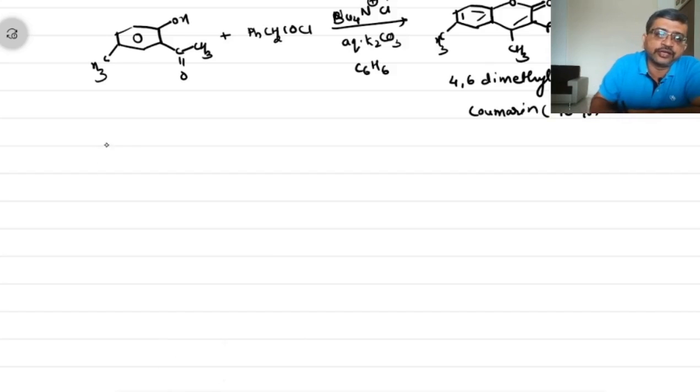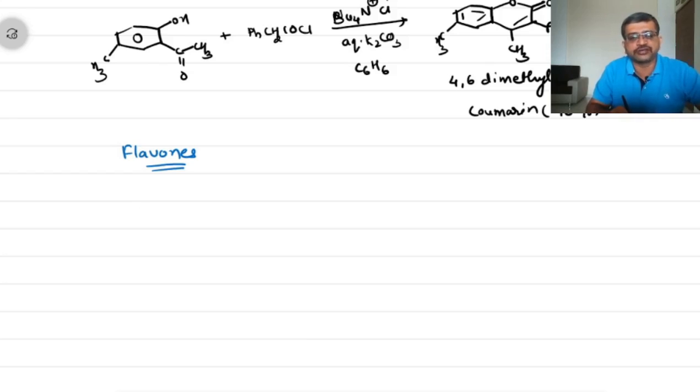Similarly, this is reported for synthesis of flavones. Flavones we have seen in the biogenesis and biosynthesis lectures, where we have biosynthesized flavonoid compounds from the shikimate pathway. Here tetra-N-butyl ammonium chloride can be used for synthesizing flavones or flavonoid compounds in the laboratory.